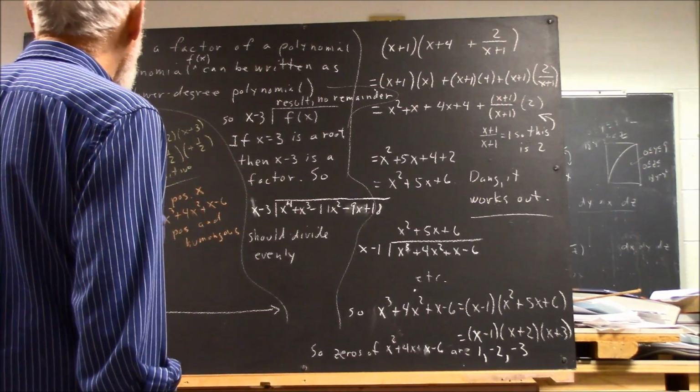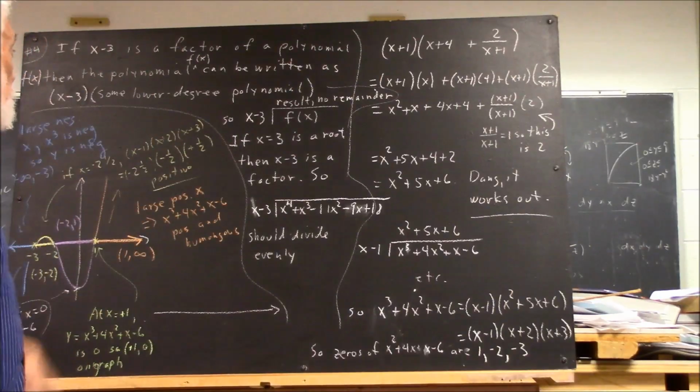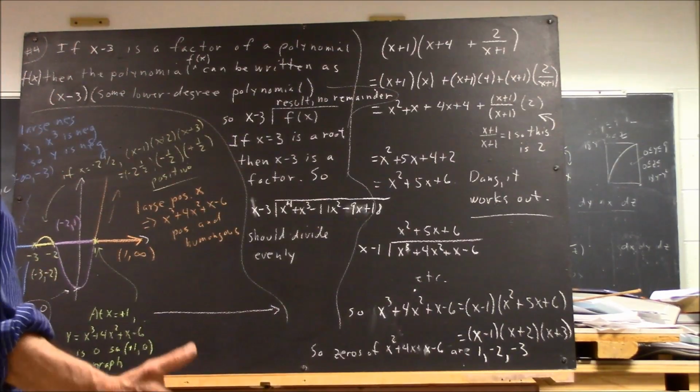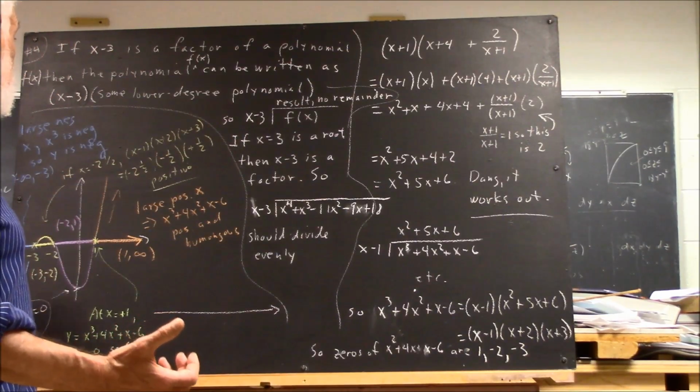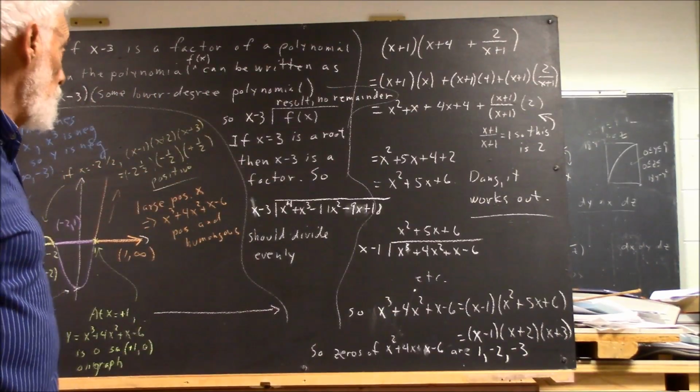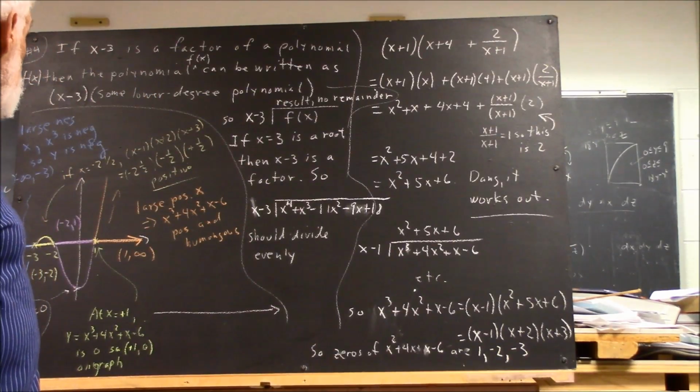Now we have a statement up here: if x equals 3 is a factor, then the polynomial can be written as x minus 3 times some lower degree polynomial.